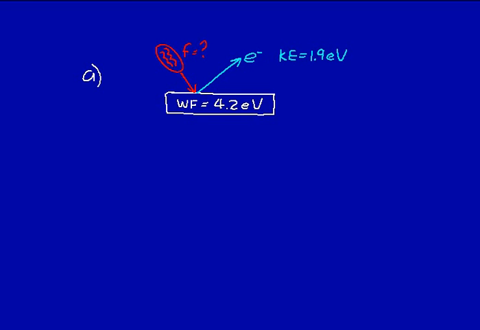Well, let's just think about our photoelectric equation. hf is equal to the work function plus the kinetic energy of the electron as it leaves. So we could just say that hf is equal to 4.2 plus 1.9. The work function, remember, is the energy required to remove the electron. We can assume that energy is conserved here.